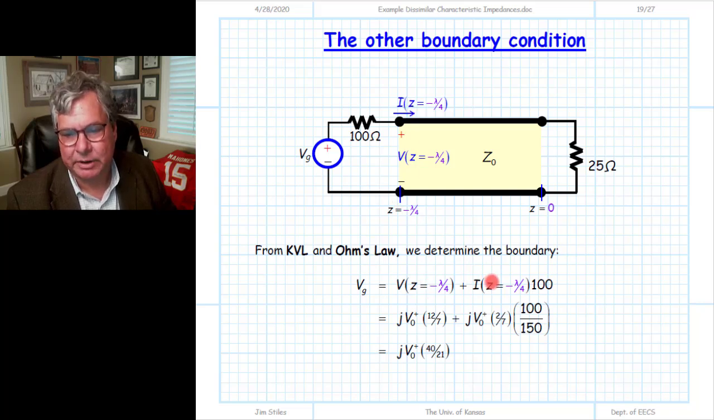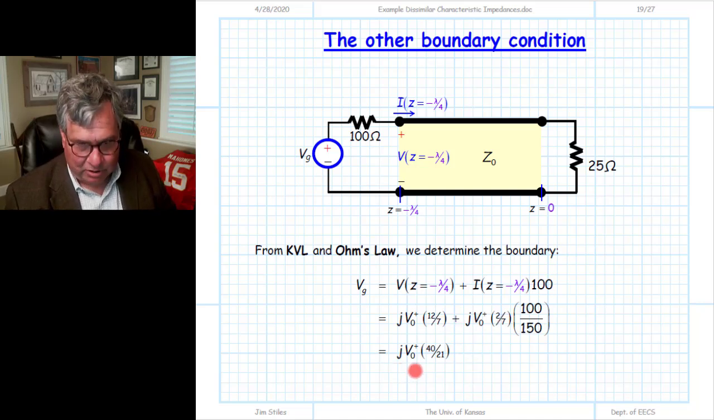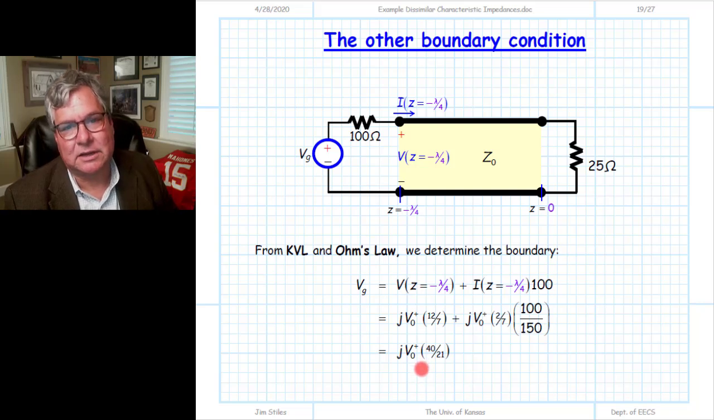Remember, these are numbers. We have to evaluate them for a specific value of minus lambda over 4, and when we do that, we get numbers. Notice no functions of z here. Our number, however, is dependent on this unknown wave amplitude, that constant V0 plus. But we have a relationship now between V0 plus and the independent variable VG.